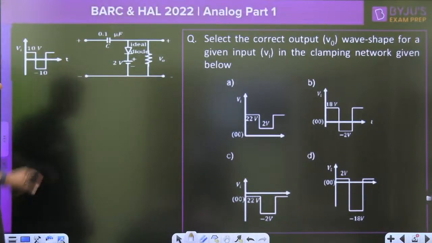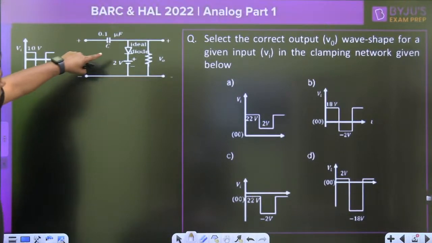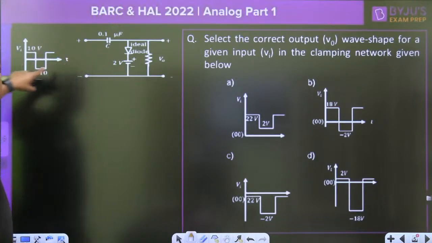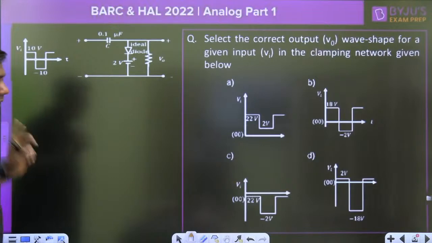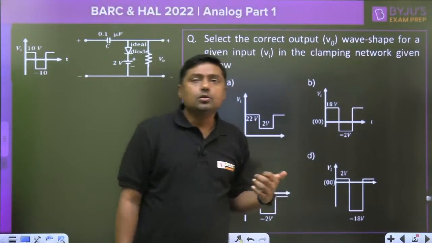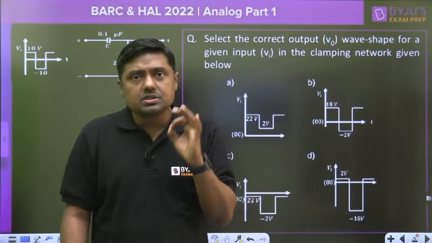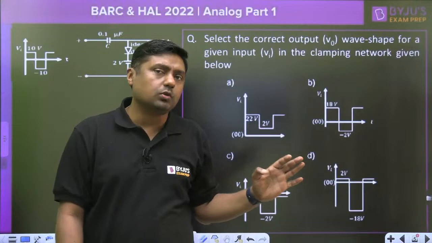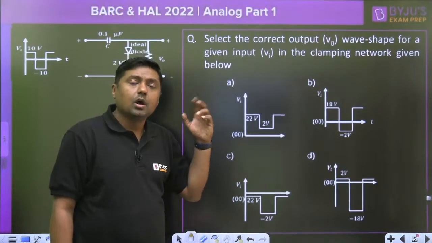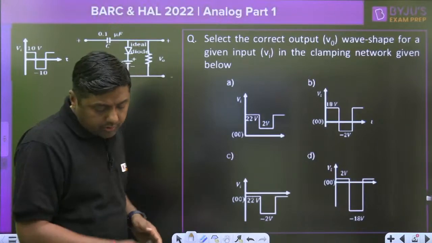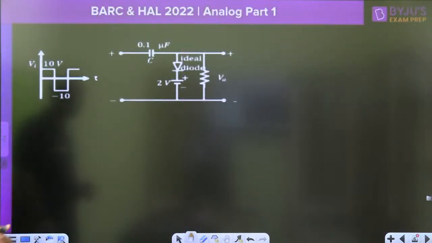Then watch this question. We have the diode here, a 2 volt battery, a resistor, this is the capacitor C, and that is the input, my dear friends, and there are 4 options A, B, C, D. A straightforward question from the clamper is: is this a positive clamper or a negative clamper? Give me the comments. Positive or negative clamper, everyone?